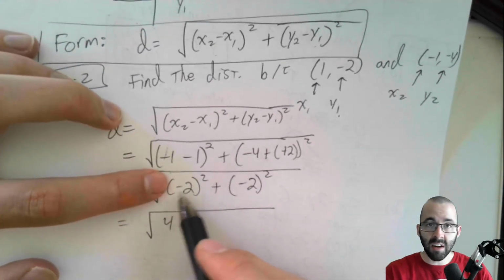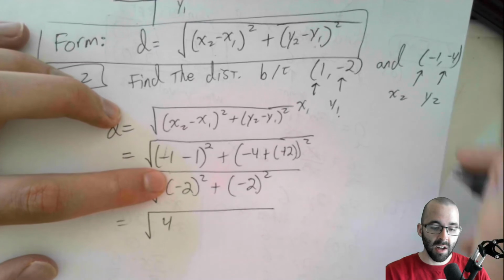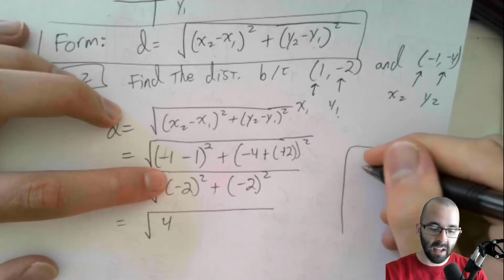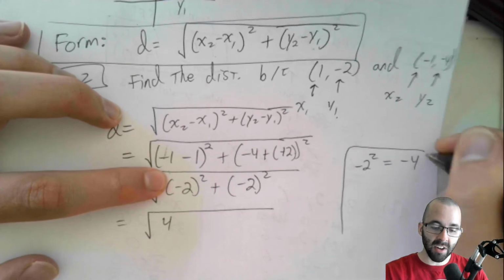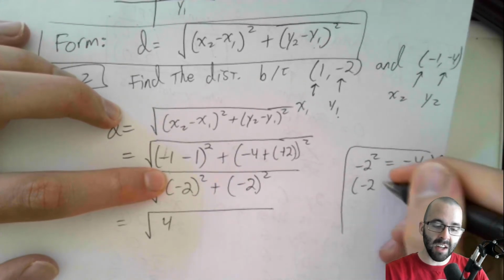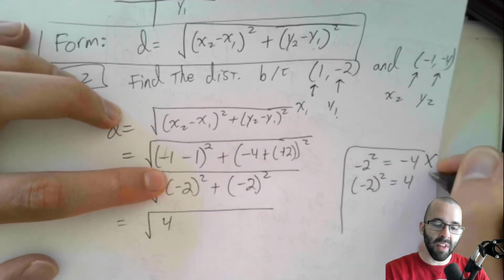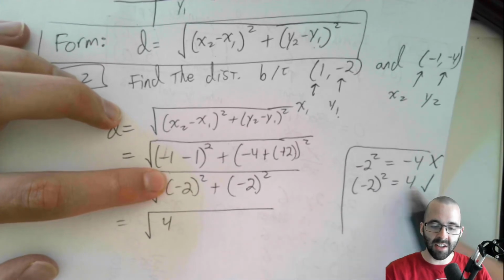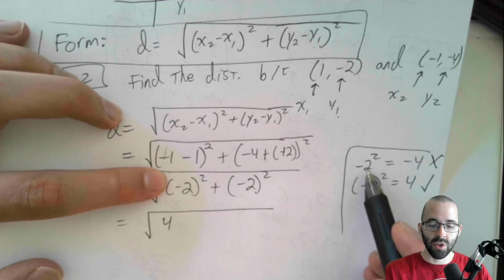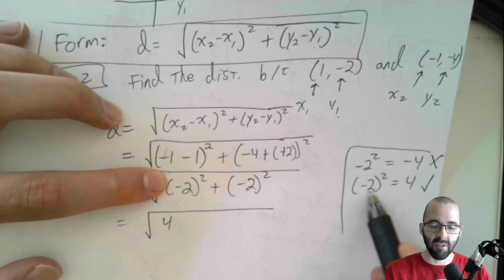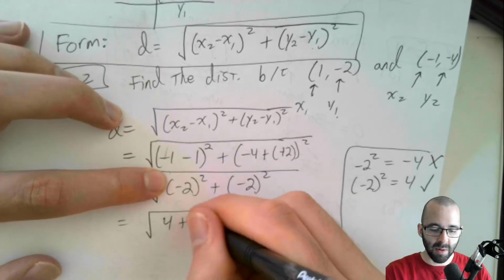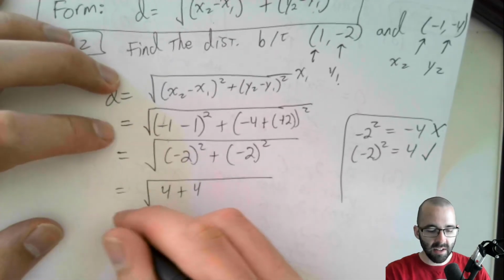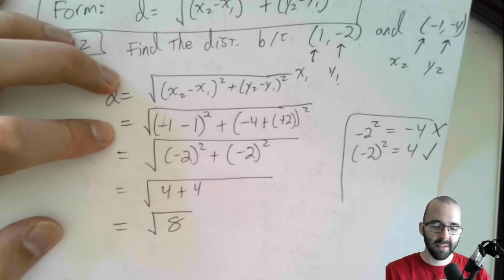If you're typing this onto your calculator, by the way, -2 squared, don't type that onto your calculator. If you type it into your calculator, you need the parentheses so that it correctly gives you the value of +4. Watch out for that, okay? Don't do this. Parentheses are very important. We get 4 plus, again, (-2) squared is going to be another 4. That's going to give us a square root of 8.